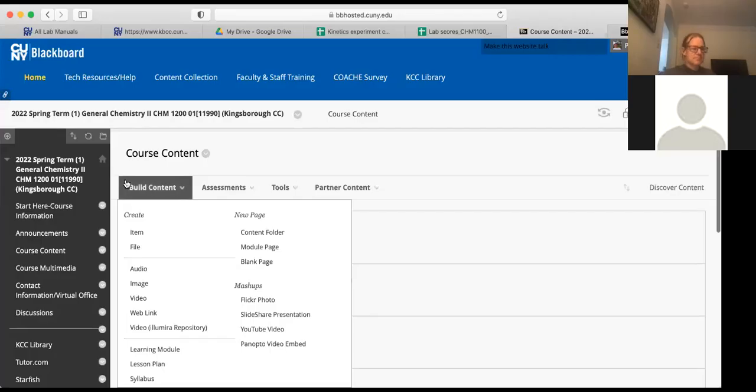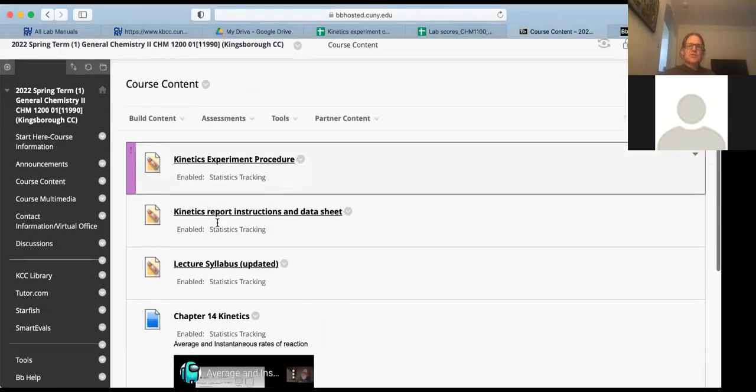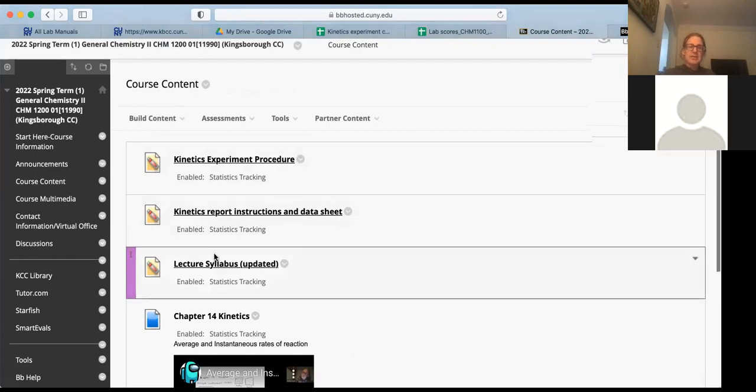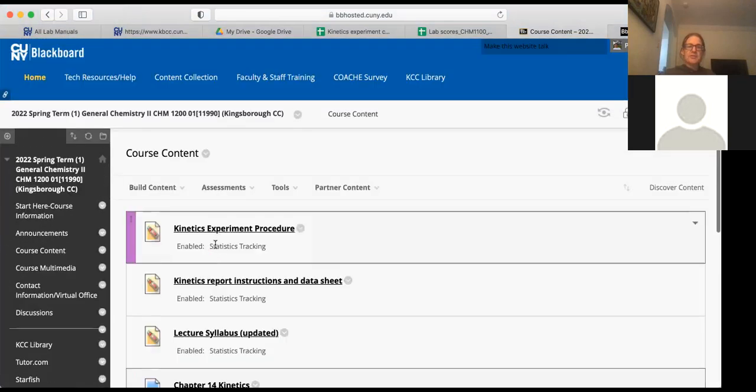Okay. So what I'm going to do is bring it over here to the course content. There you go. Now you can see this a little bit better. So I put this up at the top, Kinetics Experiment Procedures. So you're going to look at that first. Then you're going to look at the kinetics report instructions and data sheet. And of course, this is all background information down here. So those are the two forms that you want to have available.